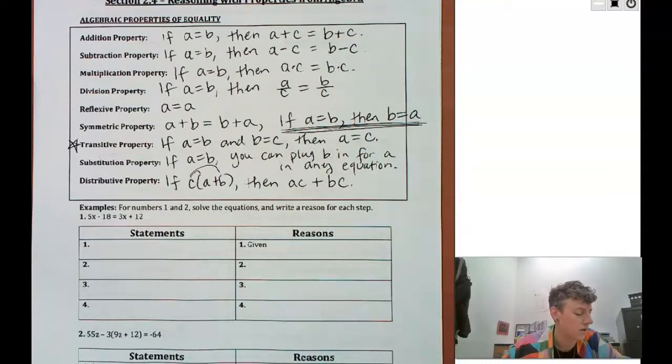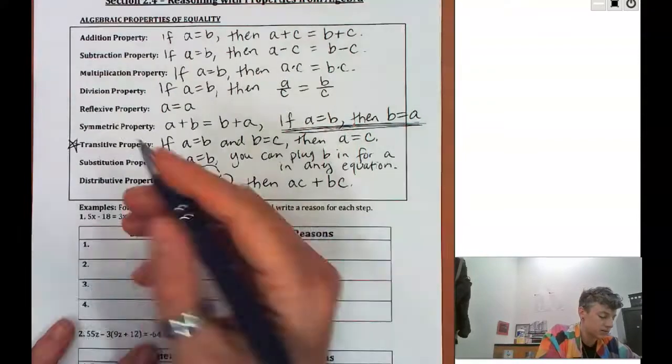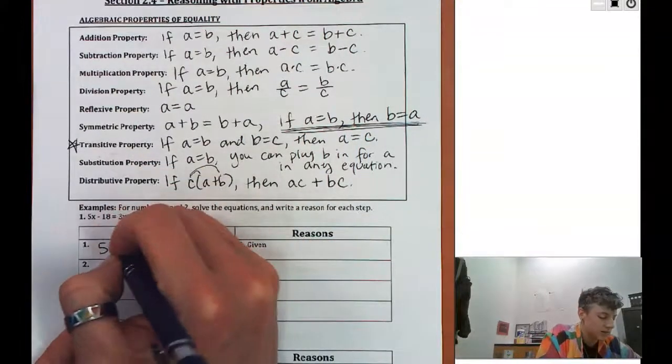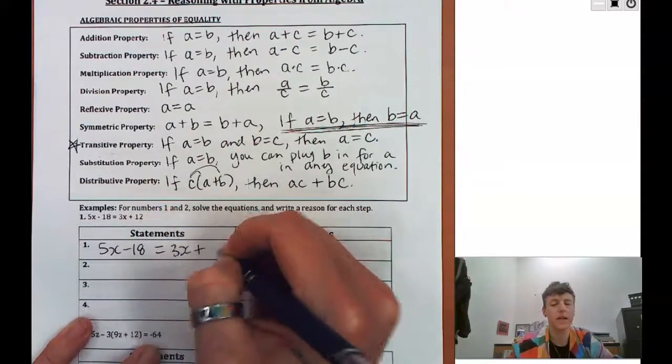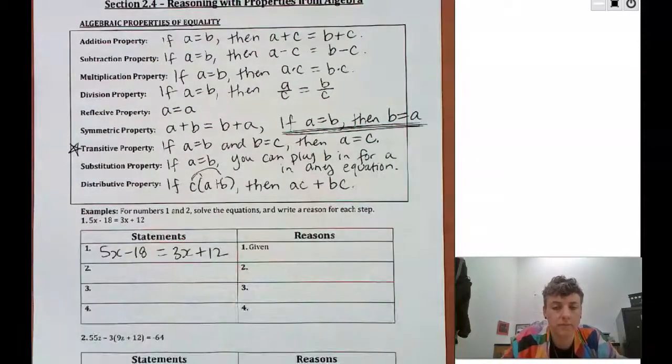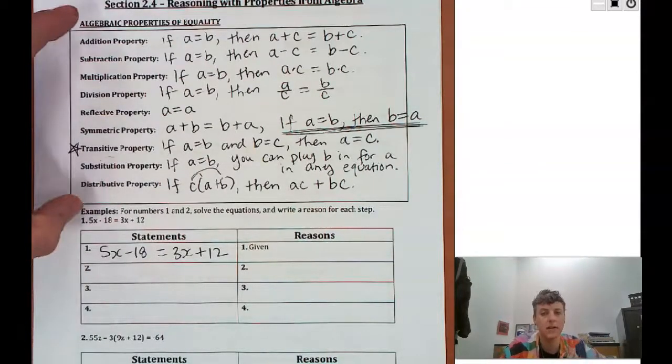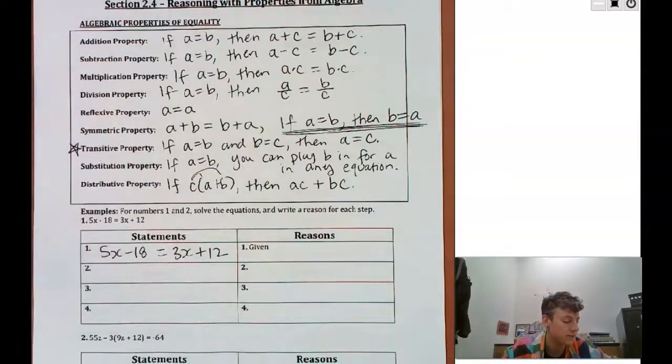We are going to use the given of 5x minus 18 equals 3x plus 12. That's what we're given. We're going to solve this equation using the reasons that we just talked about, these algebraic properties of equality. Cool. So what would you do to solve this equation first? A couple different choices here.